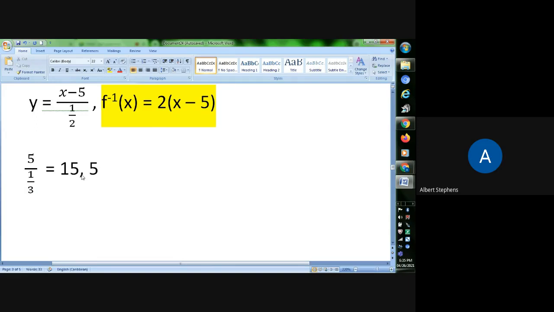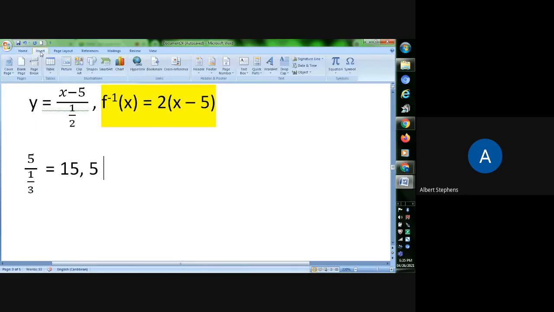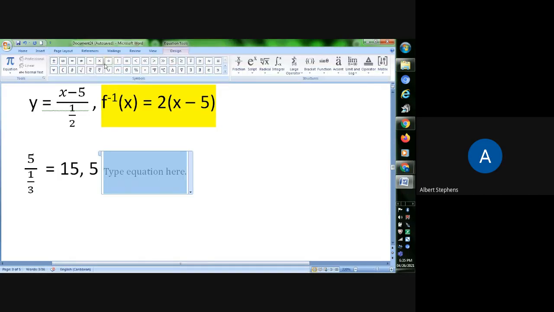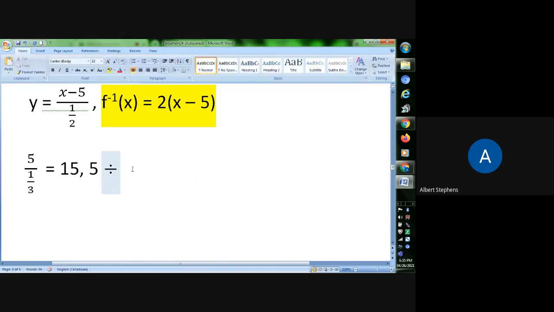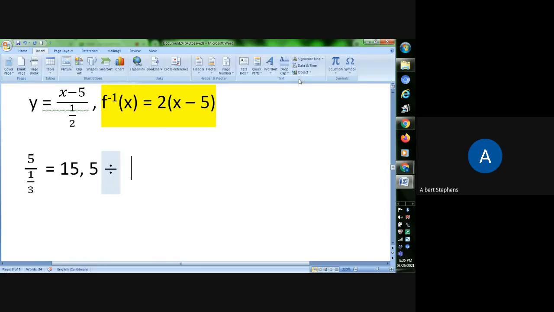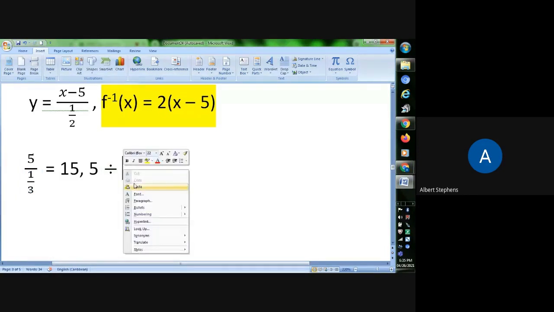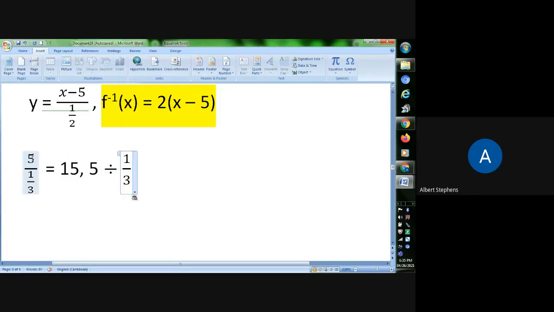It's 5 divided by, let me just use this, by a third, right? That's what it means, right? 5 over 1/3 means 5 divided by 1/3. That's how you go.